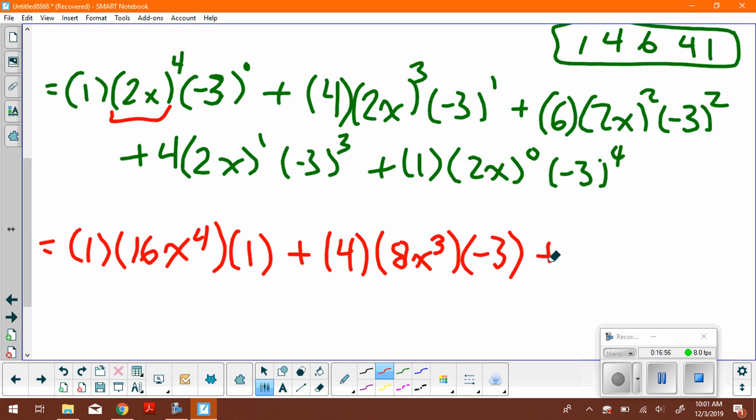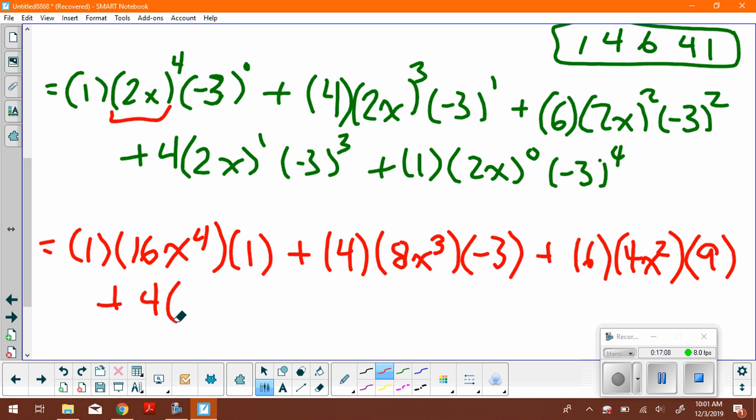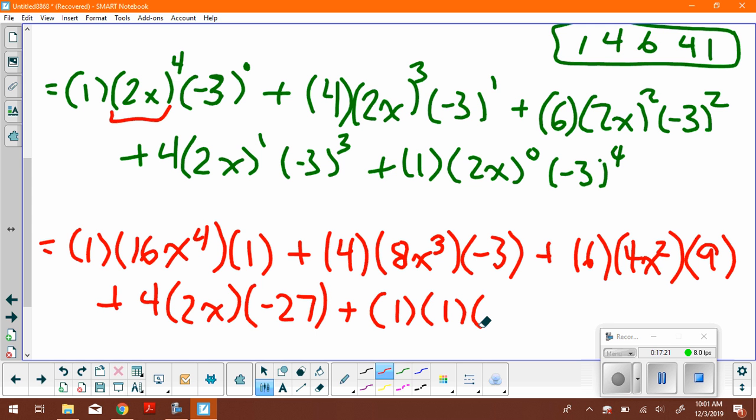Plus, keeping my 6, 4x squared. Negative 3 squared is positive 9. Keeping my 4, 2x stays the way it is. Negative 3 to the power 3 is negative 27. Last term, I have a 1. Anything to the power 0 is 1. And then 3 to the 4 is 81.